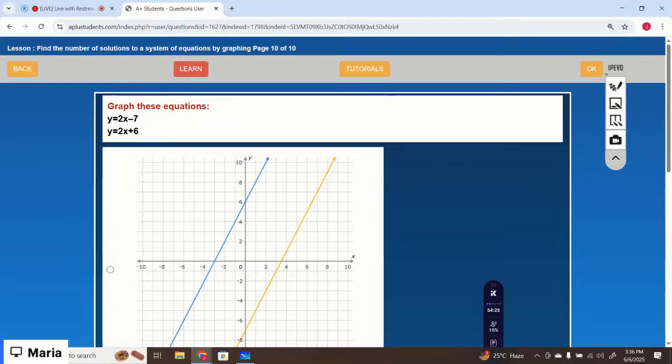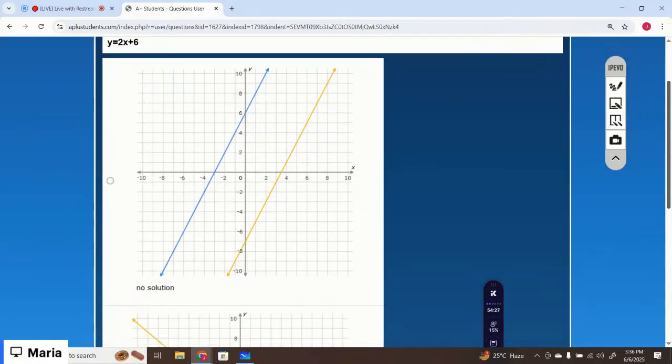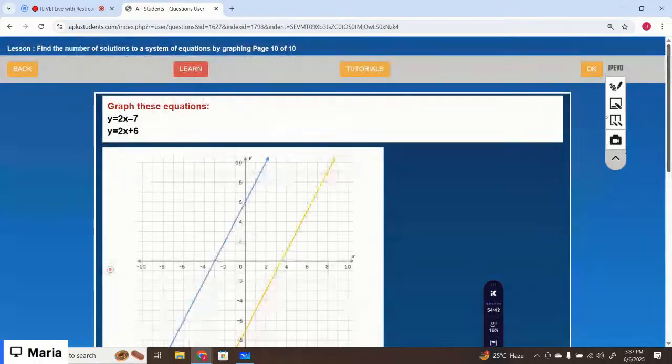Graph these equations y equals 2x minus 7 and y equals 2x plus 6. So which is the correct option? Option number one is the correct option.